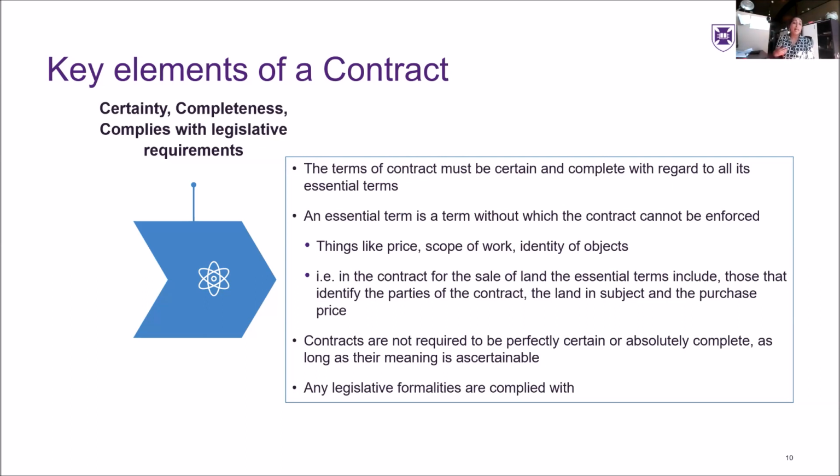And on top of this, any legislative formalities must be complied with. We'll come to some legislative formalities in a minute. But what I mean is that certain types of contracts, or contracts in certain industries, have legislation on top of it, in which the contract needs to adhere to all those things or include the requirements of those to be valid and enforceable.